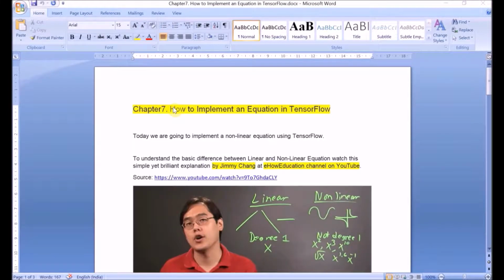Hello everyone and welcome to Chapter 7 of Phase 2, that is Programming with TensorFlow. Today in Chapter 7 we're going to implement a non-linear equation using TensorFlow.